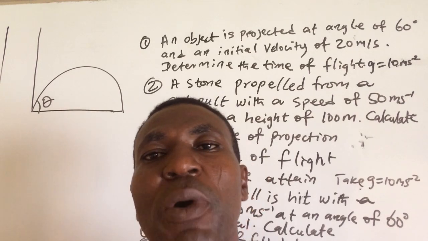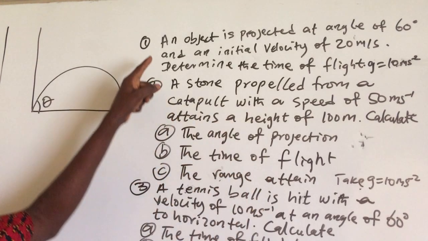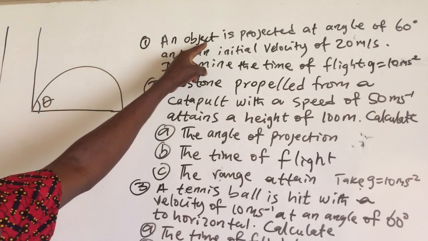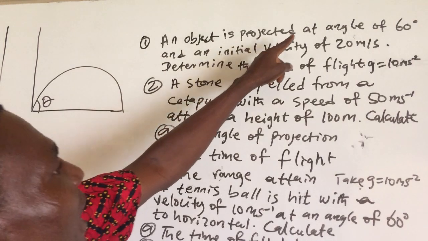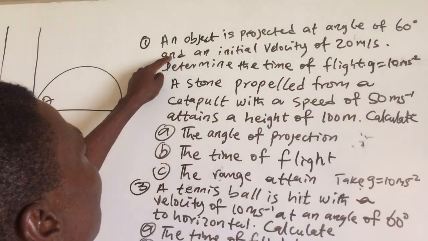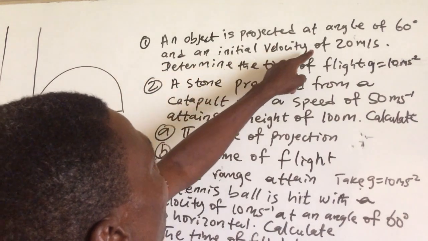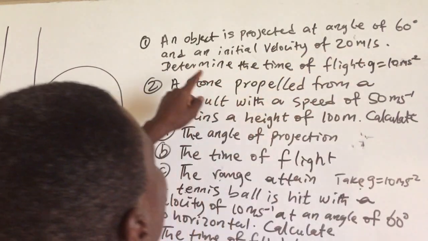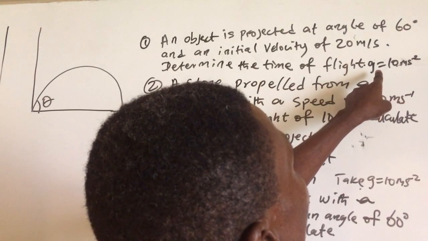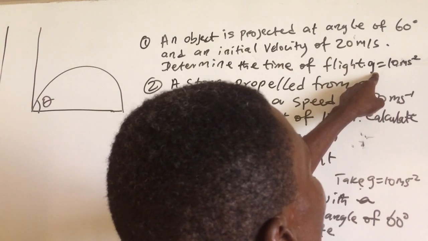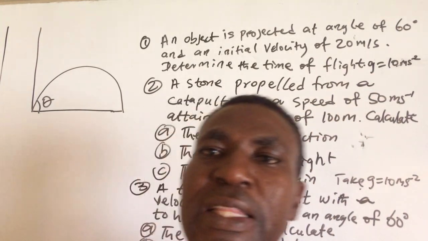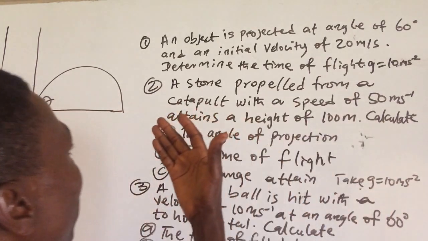Okay. So the question number 1 says, an object, it may be a stone or anything, an object is projected at an angle of 60 degrees and an initial velocity of 20 meters per second. Determine the time of flight. Then the question says we should take our g, that is acceleration due to gravity, to be 10. Okay, so we will determine the time. The question says we should determine the time of flight.